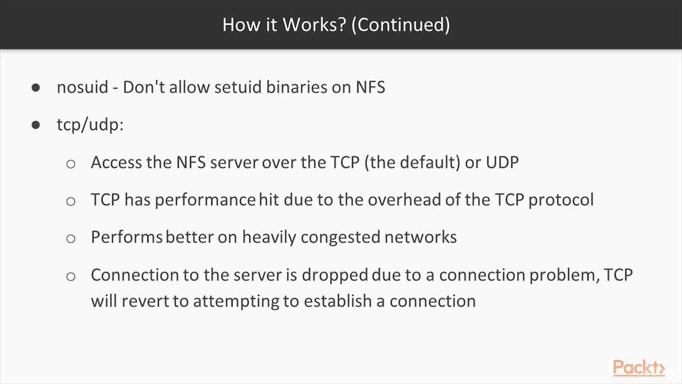nosuid. Don't allow set UID binaries on NFS. tcp, udp. Access the NFS server over TCP or UDP. TCP has a small performance hit in certain use cases due to the overhead of the TCP protocol, but it performs better on heavily congested networks. In the event that the connection to the server is dropped due to a connection problem, TCP will revert to attempting to establish a connection, issuing SYN requests with a backoff, while a UDP mount will continue to attempt to send data to the server since it does not know the connection is dead.